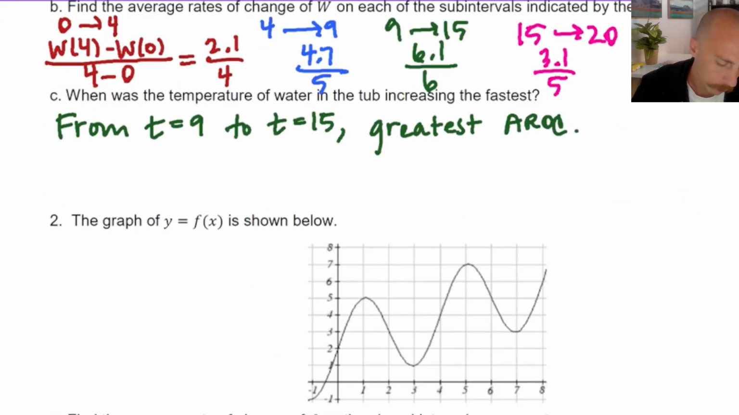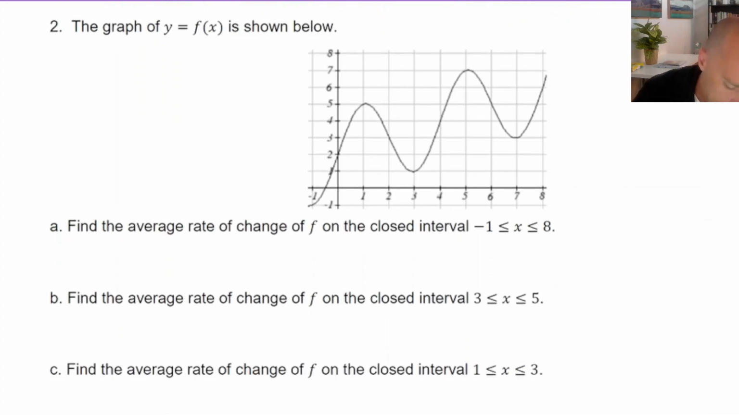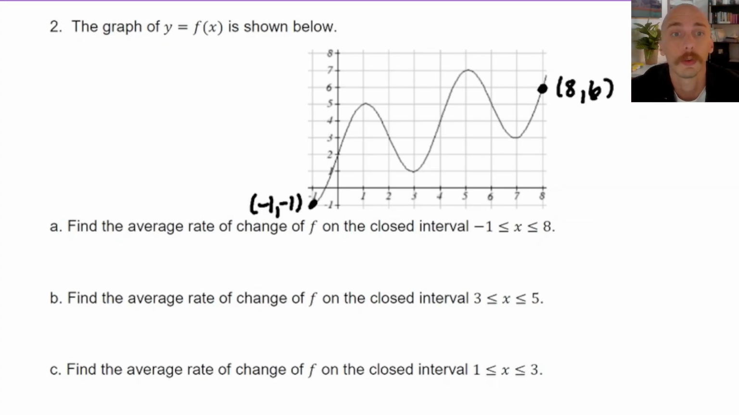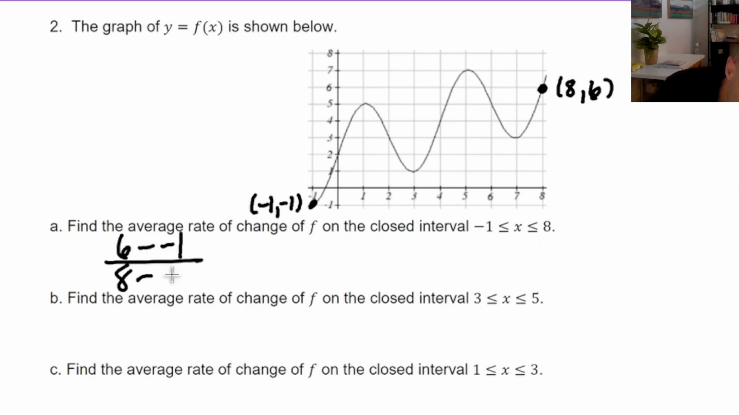Now, number 2, here's the graph of y equals f of x. Find the average rate of change of f on the closed interval -1 to 8. All right, well, we're going to say from -1, okay, there's that point here, maybe I'll even label that -1, -1, up to x equals 8. It's here at 8, 6. We're just going to find the slope of the line that connects those 2 points, right? y2 minus y1, 6 minus -1, divided by x2 minus x1, 8 minus -1. That's going to be 7 over 9.